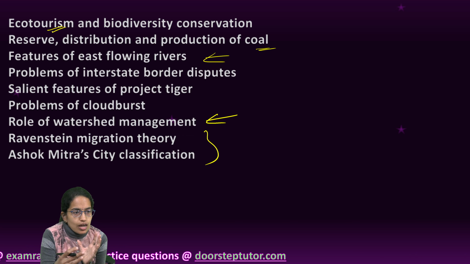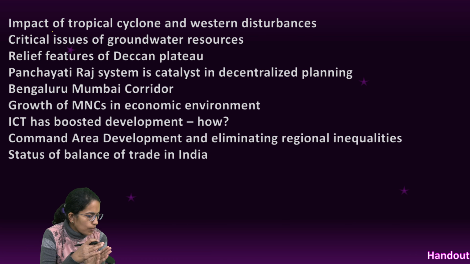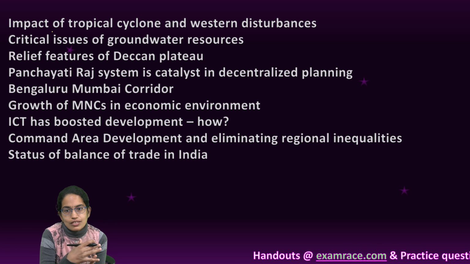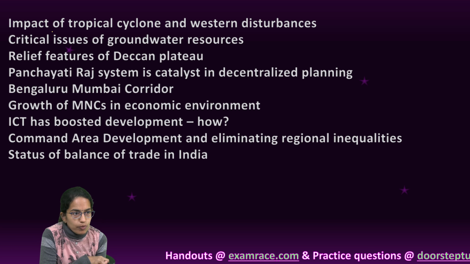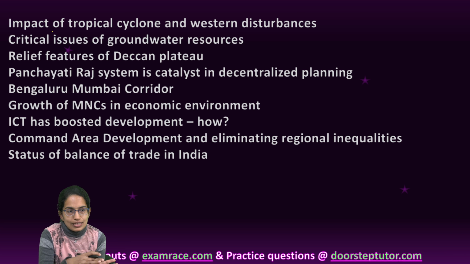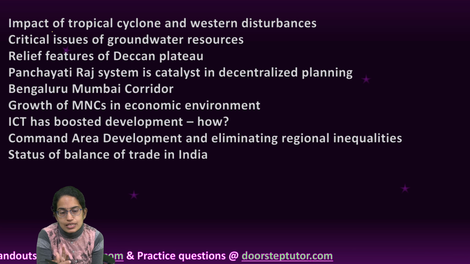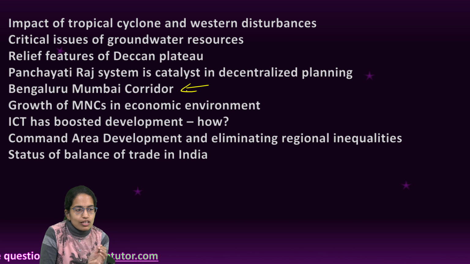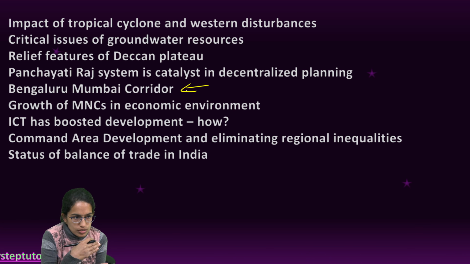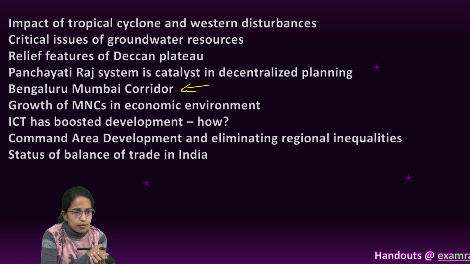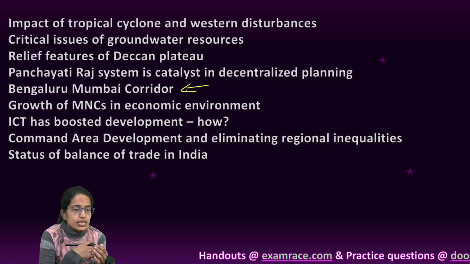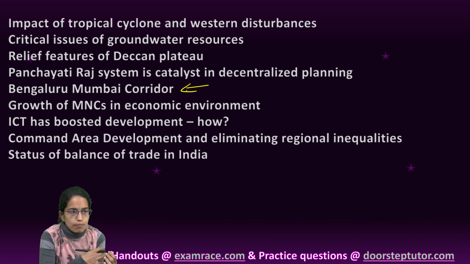Then we have the problems of interstate border disputes, also the impact of tropical cyclones and western disturbances, a very important topic. How the Panchayati Raj system has actually speeded up the process of decentralization. Among the industrial corridors, one of the important topics was the Bengaluru-Mumbai corridor, which was directly asked in your question paper. Growth of multinational corporations, how information and communication technology has boosted development.